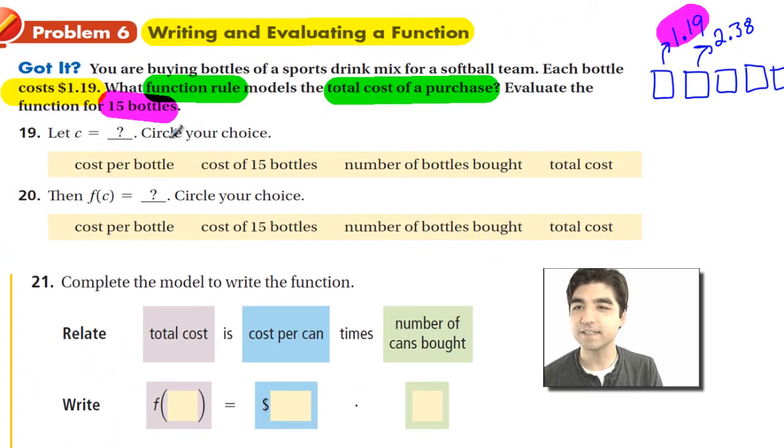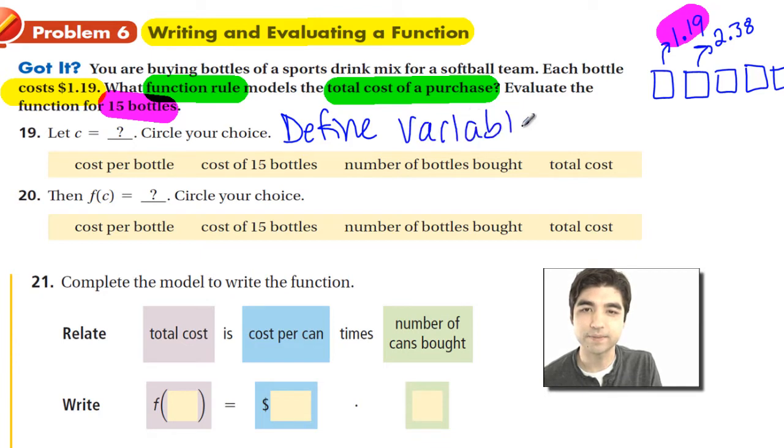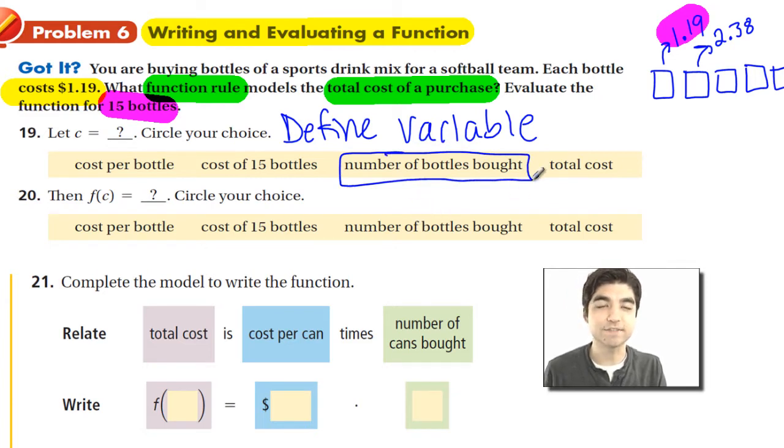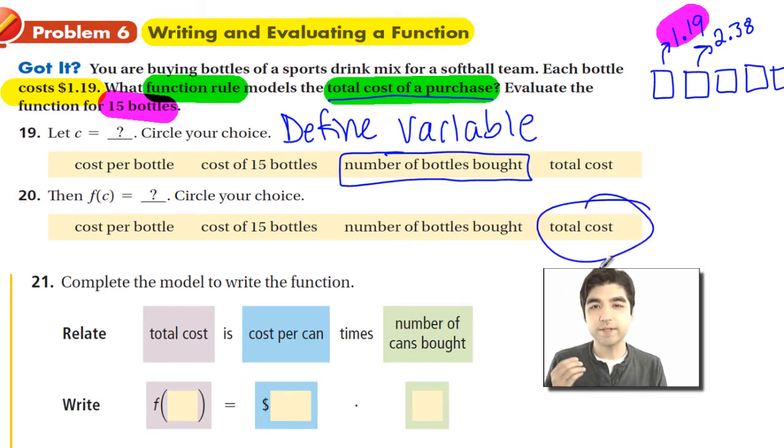It says, let C equal, circle your choice. Okay, so what they're doing is defining the variable. So you want to say what your variables are. Define variable. Okay, so C would make sense if it's the number of bottles bought. That's the thing that's changing each and every time. And then it says the function of C, or f of C, that's going to be right here. It says total cost of our purchase.